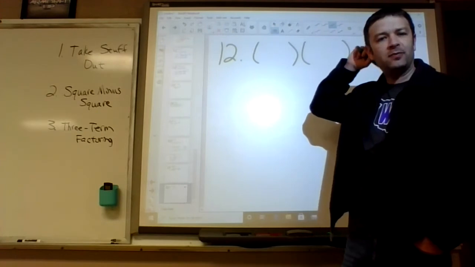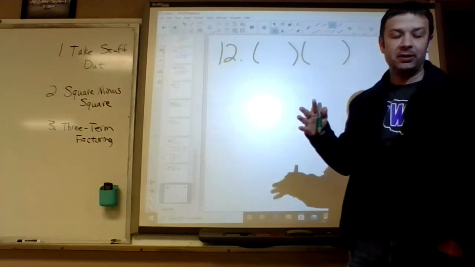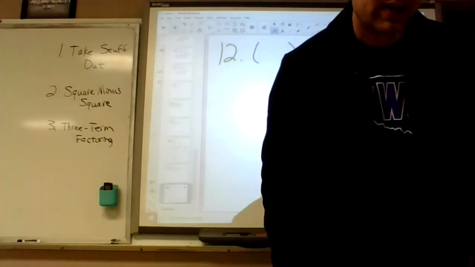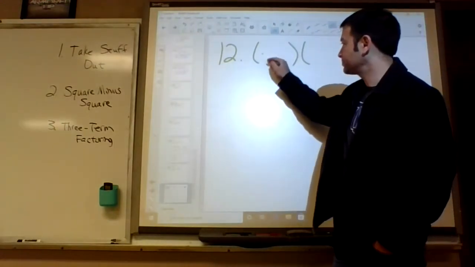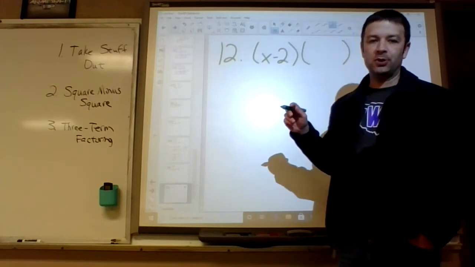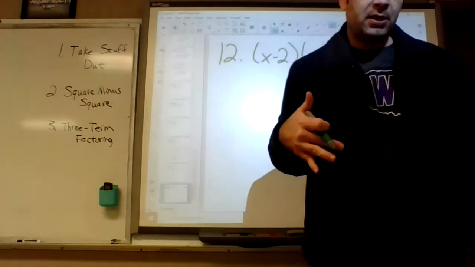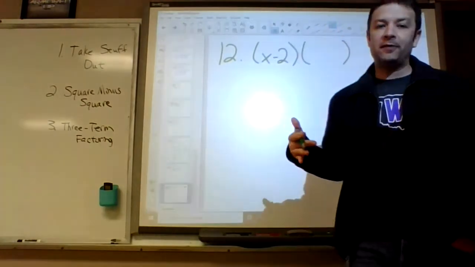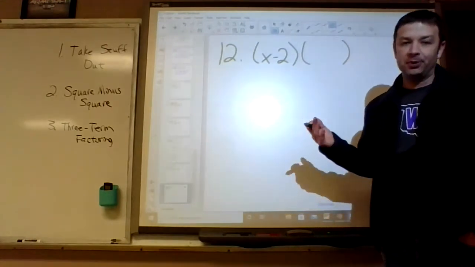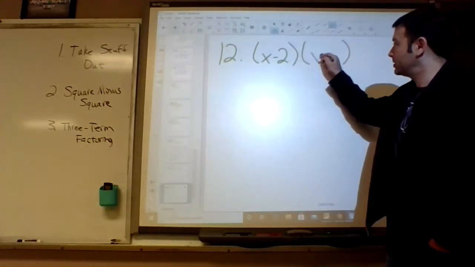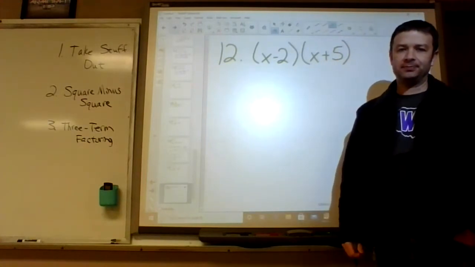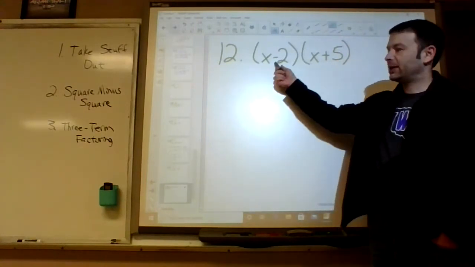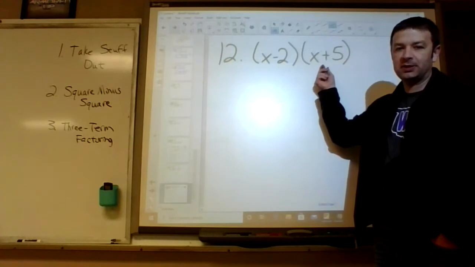So on number 12, what's outside? It looks like x and minus 2 are on the outside. So that's going to go in one set of parentheses. The inside stuff is x plus 5 and x plus 5, and they have to be the same on both for this to work. So it's x plus 5 in the other set. Alright? So outside stuff in one set, inside stuff in another set.